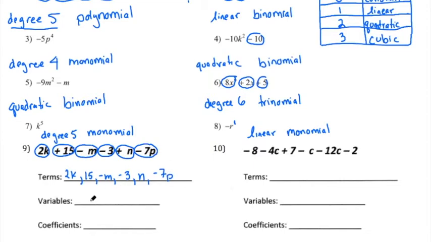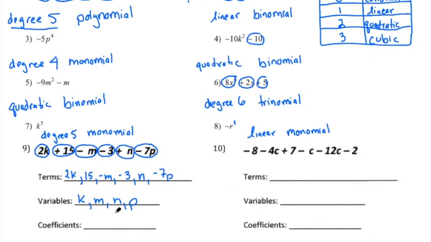Okay, let's go through and find variables. Variables are basically your letters. So we've got k, we've got m. Here we can drop the negative. We're just looking for the letters of the variables. We've got an n, and we've got a p. So we've got 4 variables.